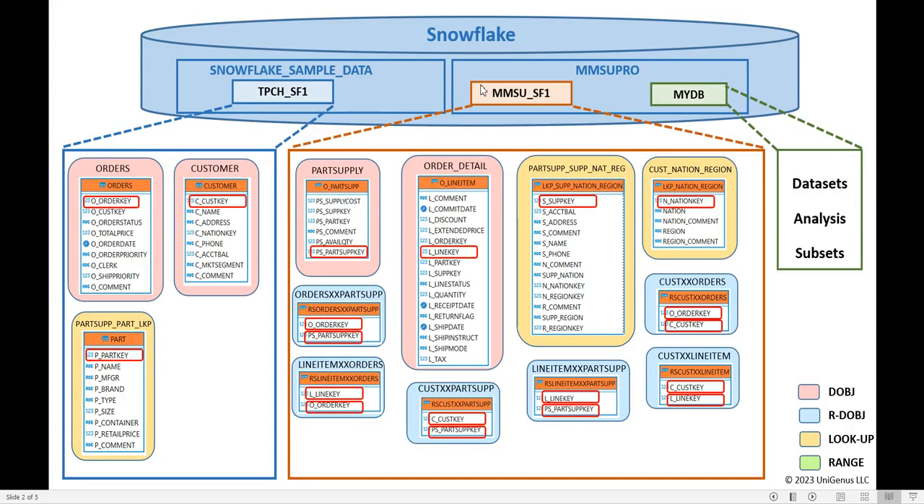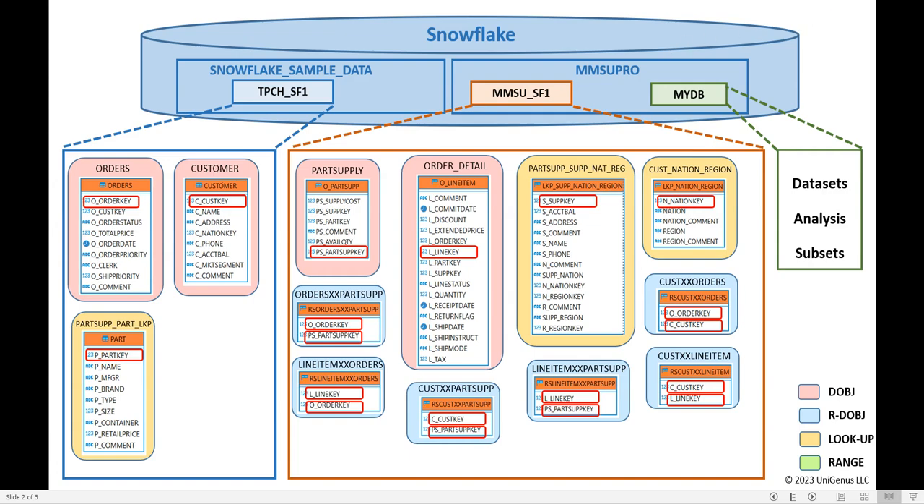In this example, we have two databases on Snowflake: Snowflake sample data and MimamsuPro. In MimamsuPro, we have two schemas, MimamsuSF1 and MyDB. We'll use the MyDB schema to store datasets, analysis, and subset tables, and we'll map tables and views in TPCHSF1 and MimamsuSF1 as objects and attributes. For example, we'll map the orders table as the orders data object, the customer table as the customer data object, and the RSX cust XX orders table as the cust XX orders relationship data object, which relates the orders and customer data objects.